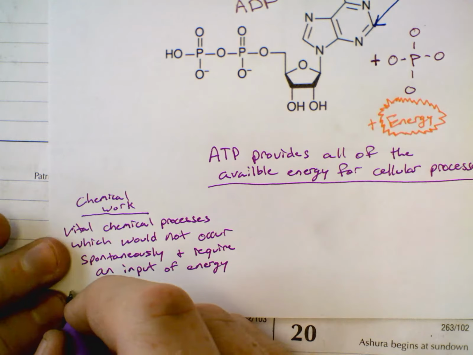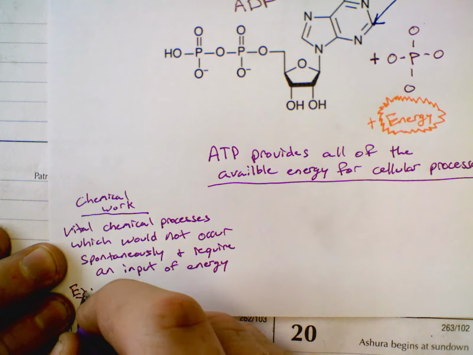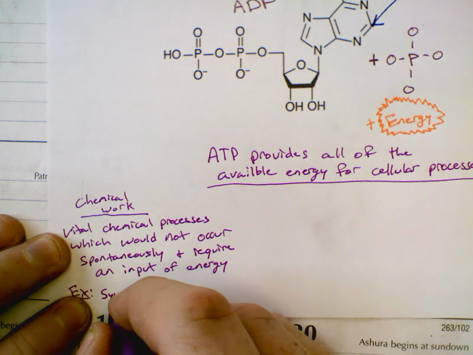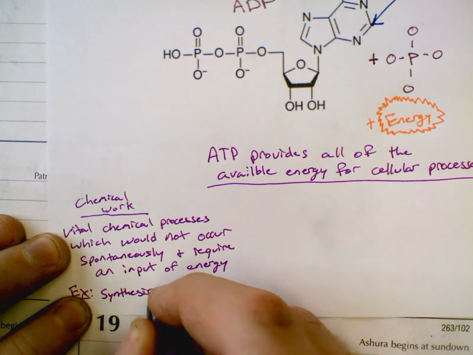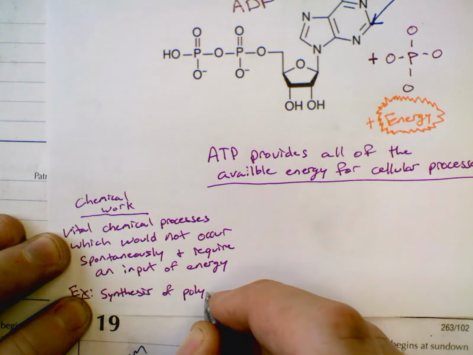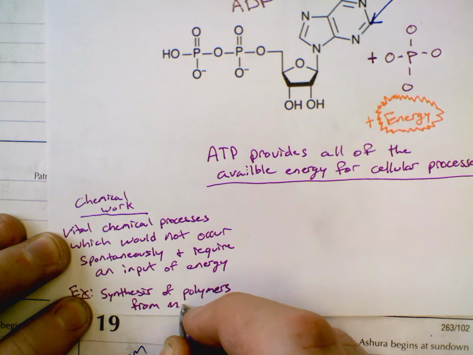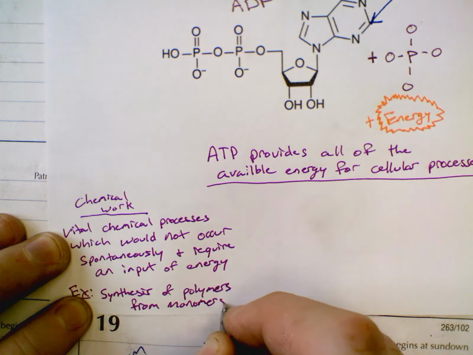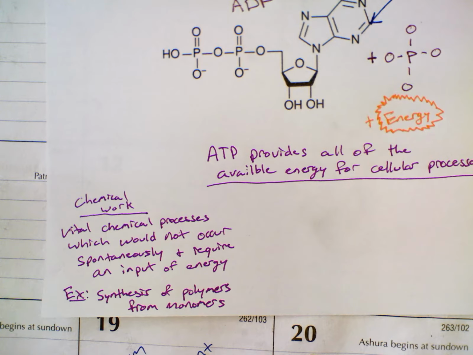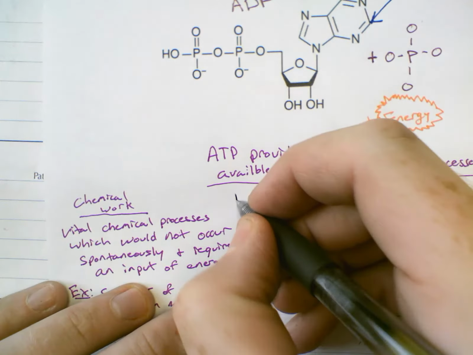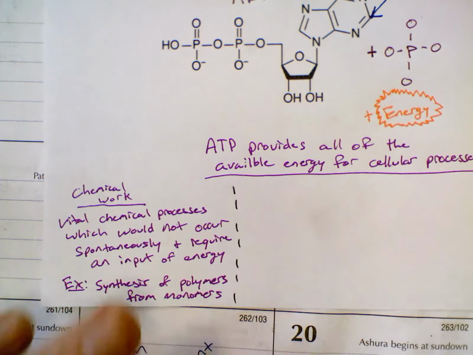An example of this would be the construction of tissues, so like the synthesis of polymers from monomers. Now, whenever we were talking about dehydration syntheses, we never really mentioned the energy that's needed to complete them, but there's an overall input of energy that's necessary in order to build a polymer. Okay, so chemical work. That's category number one.